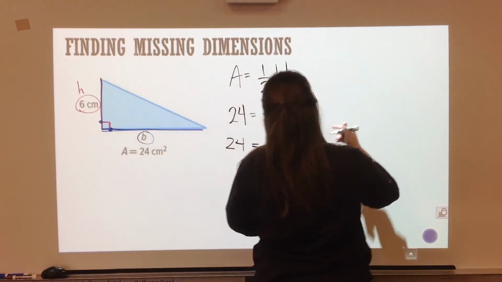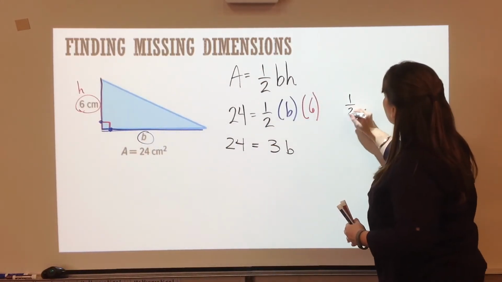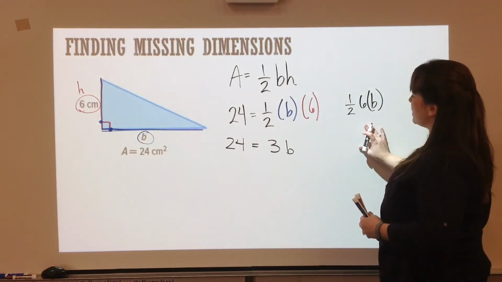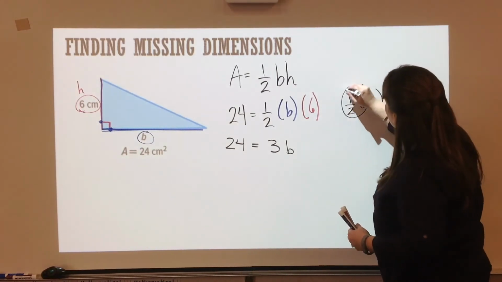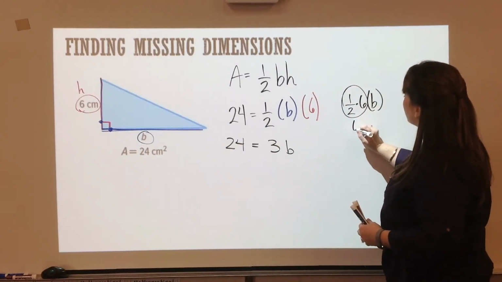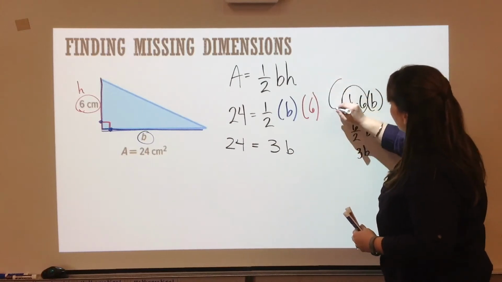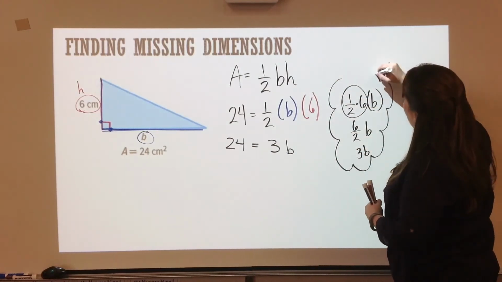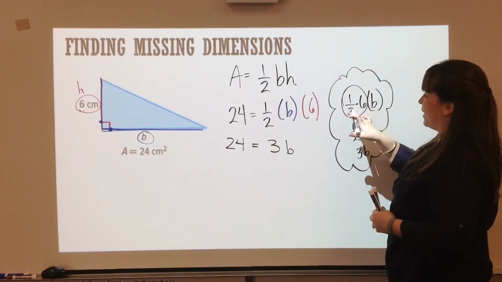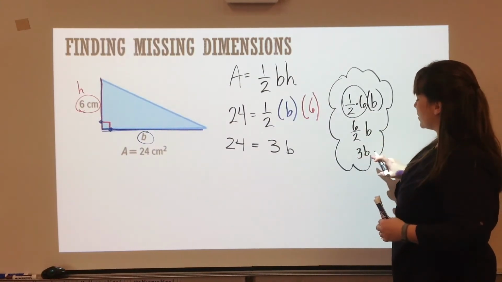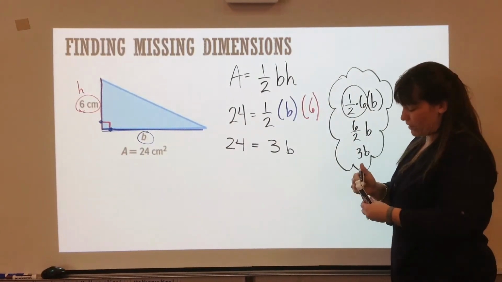If that's hard for you to see and you literally want to actually switch it, that's what it would look like. And then you take these two numbers and multiply them. 6 divided by 2, which is just 3b. So that's what I did in my head. I switched it around so that the half and the 6 were next to each other. I took half of 6, which is 3, and then the b just kind of came down for the ride.